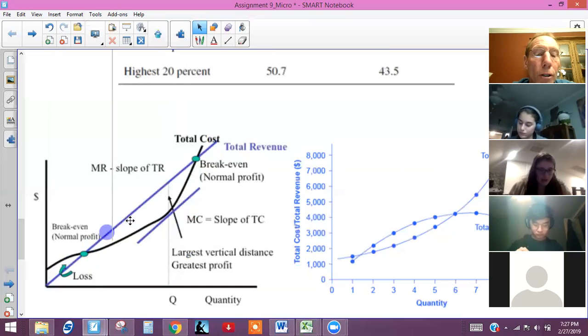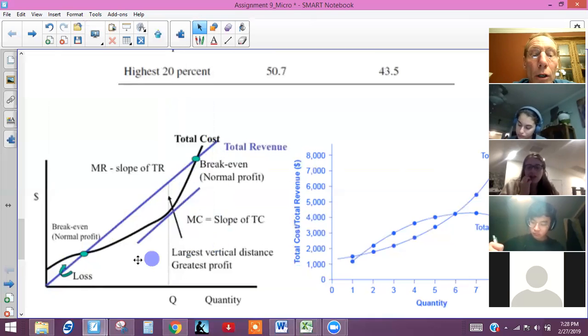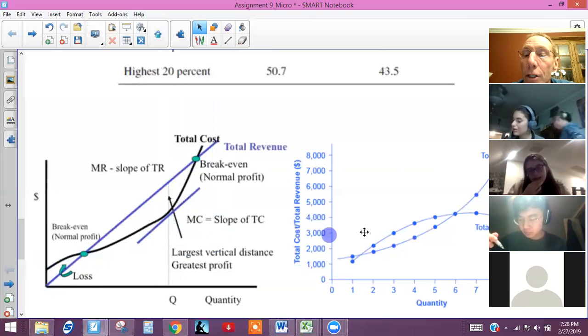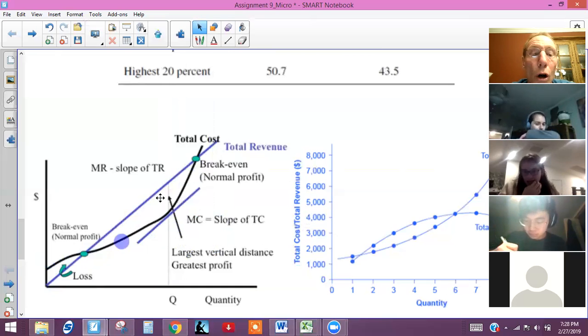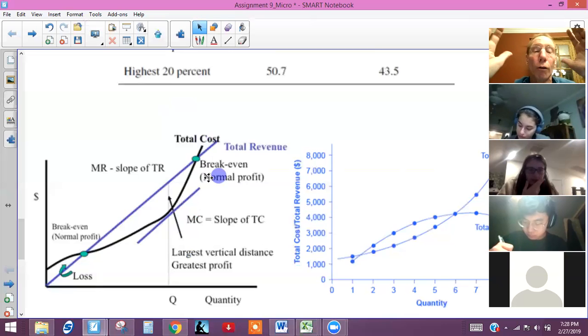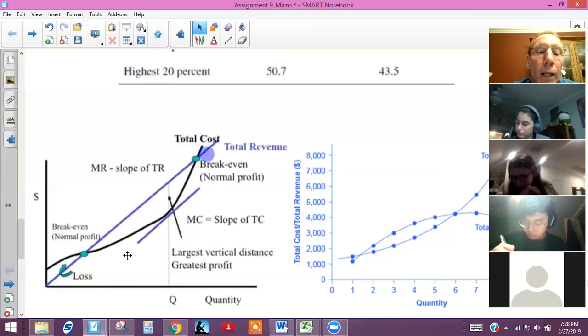This is total cost. It's constantly increasing, right? And marginal cost goes up, and then it kind of slides down, and then it goes up. Sorry about that, I'm saying this wrong. Let me just back up and start over. The blue is total revenue, okay? And the black is total cost, all right? So total cost is also going up.